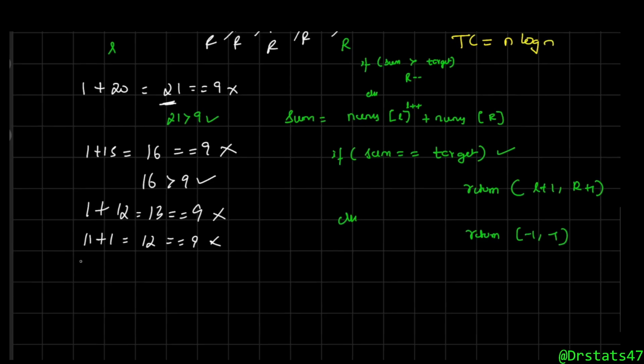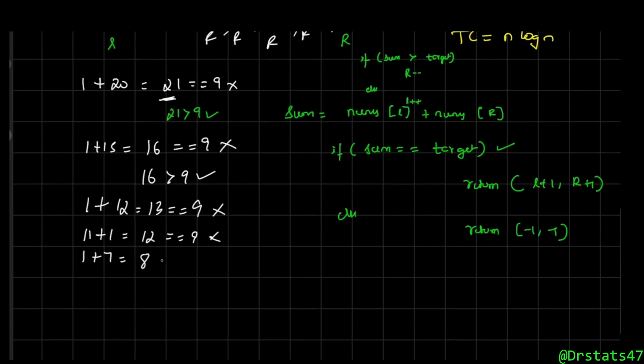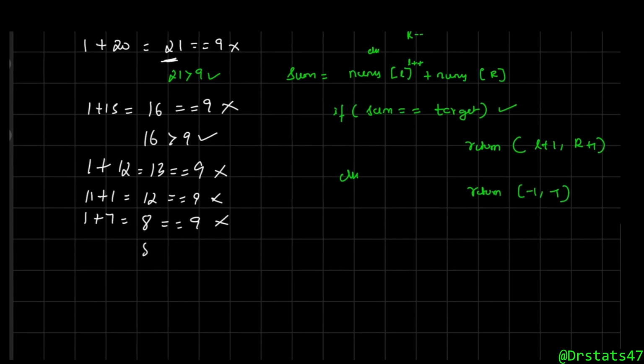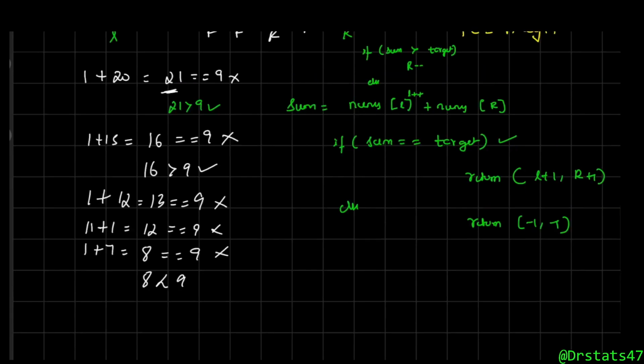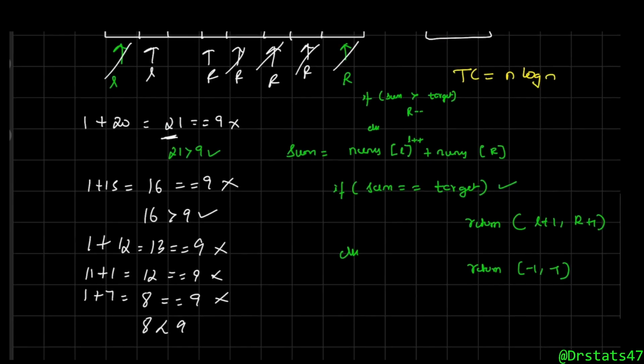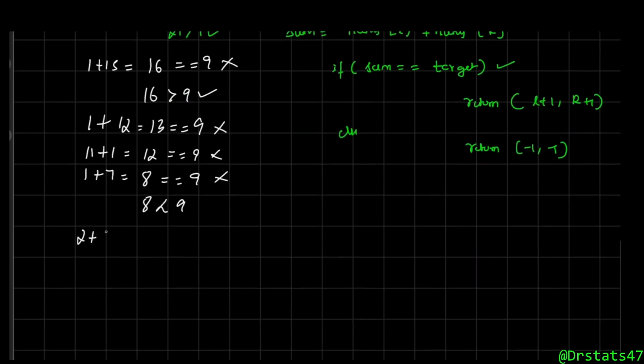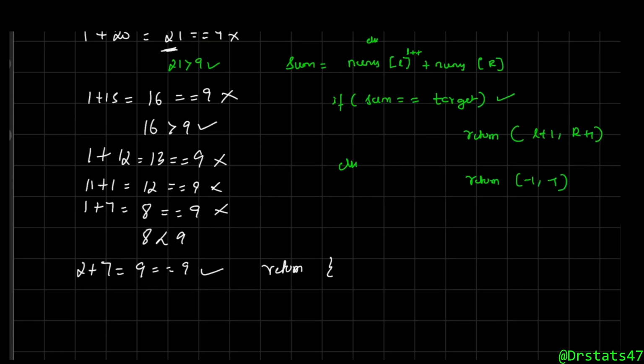Then 7, 1 plus 7 is equal to 8. 8 is not equal to target, but here the sum is less than the target, so we have to move the left pointer. Now it's the timing of the left pointer to move forward. Now 2 plus 7 is equal to 9, that is equal to the target. Yes, then we have to return the indices of it.